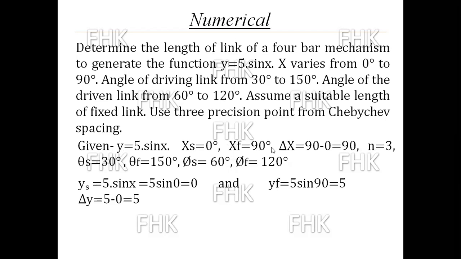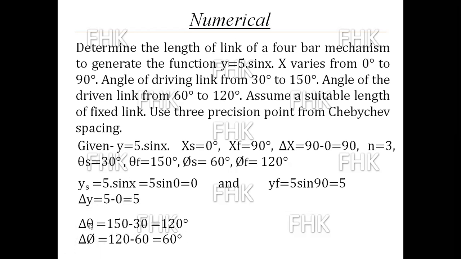So delta y is not given in the problem statement, but we can find it with the help of the given function, y starting and y final. So y final 1 minus y starting 0. So delta y will become 1. Final y 1 minus starting y 0. So 1 minus 0 is equal to 1. That will become delta y.